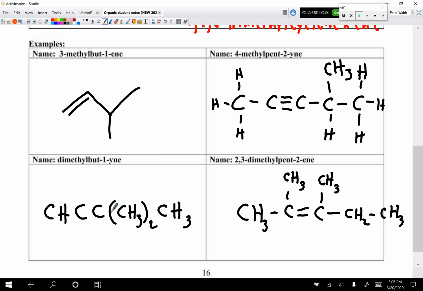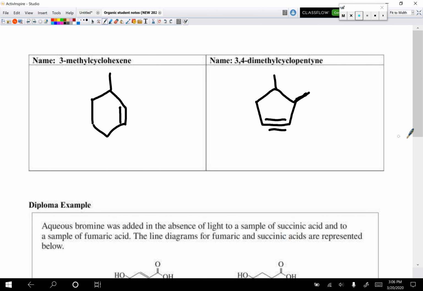And then of course our other ones are 2,3-dimethylpentene. And then even on the next page, we have our last two right here. So our 3-methylcyclohexene looks like this, and our 2,3-dimethylcyclopentyne looks like this with our triple bond.